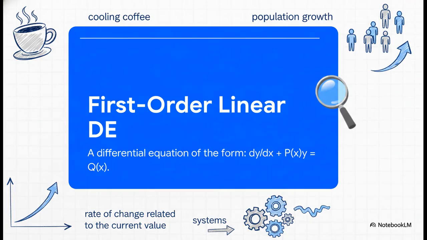And the perfect tool for describing this kind of relationship is the first-order linear differential equation. It's basically the mathematical language we use for any system where the rate of change depends on its current state. You know, everything from a cooling cup of coffee to the way populations grow.